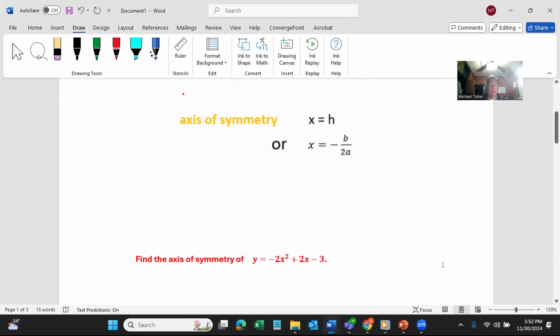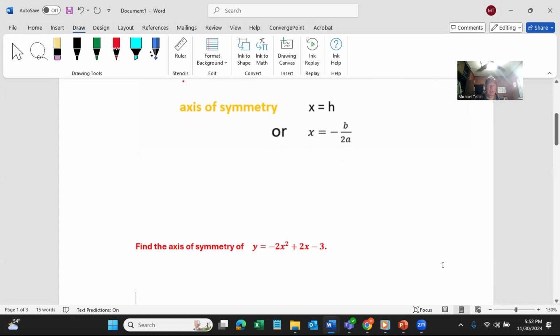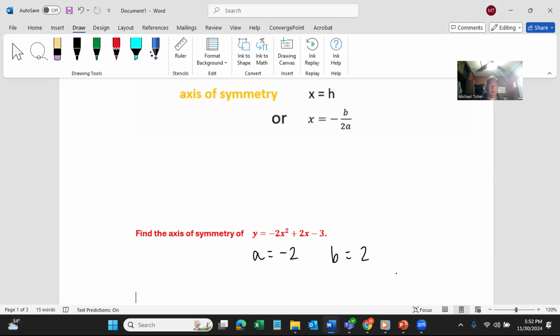So let's find the axis of symmetry of the parabola y equals negative 2x squared plus 2x minus 3. To do this, we need to find a and b. A is always the coefficient of x squared, and in this case, negative 2 is the coefficient of x squared, so a is negative 2. B is always the coefficient of x, so in this case, 2 is the coefficient of x, and so b is equal to 2. Now we just apply this formula that says x equals negative b over 2a.